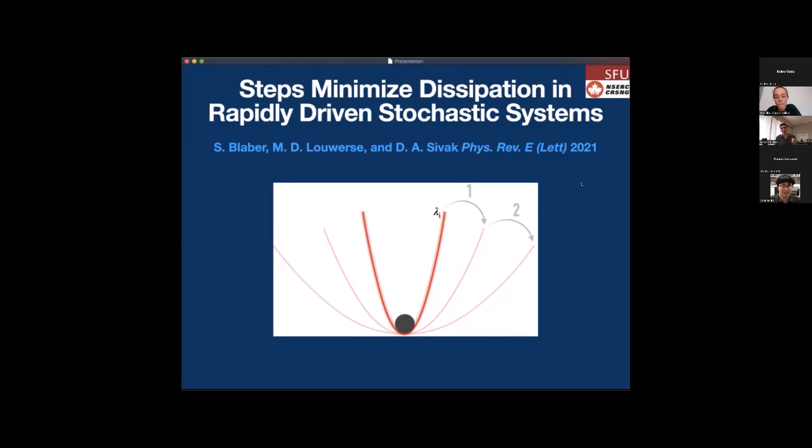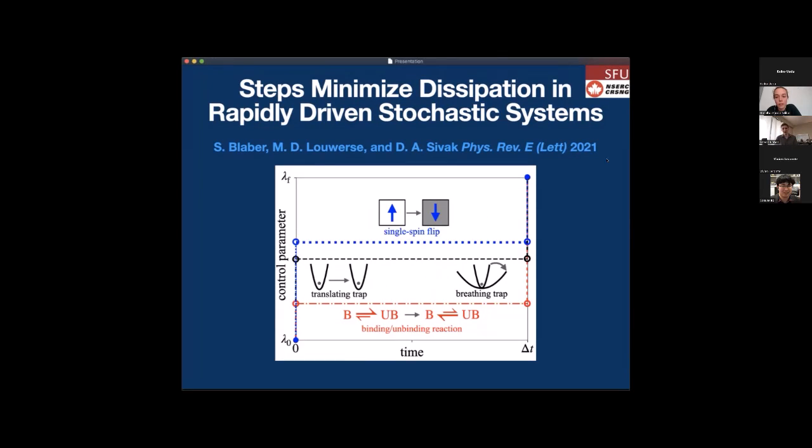And what we're going to find is that in general, the optimal protocol in the fast limit is always going to start from its initial value, jump to some optimal step value, sit there for the entire duration, and then jump at the end. And this holds quite generally for a wide class of different systems.